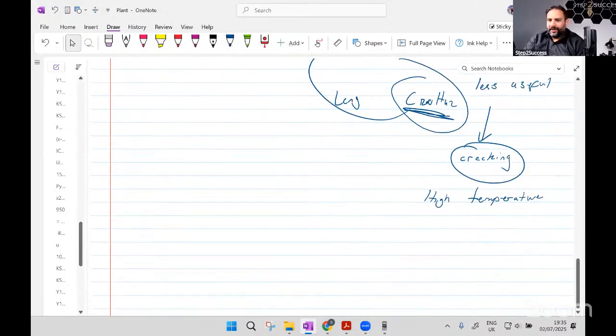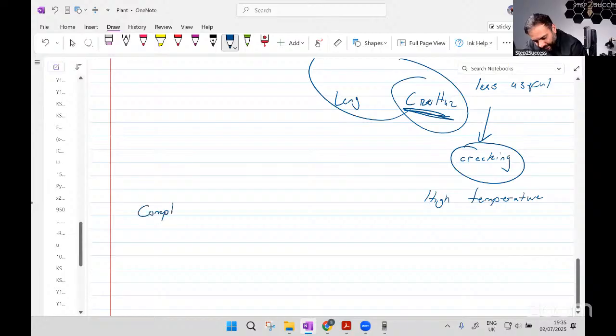One more thing on chemistry I'm just going to mention: the difference between complete combustion and incomplete combustion. You may not have done this, but I'm just going to tell you now, so then you have done it.